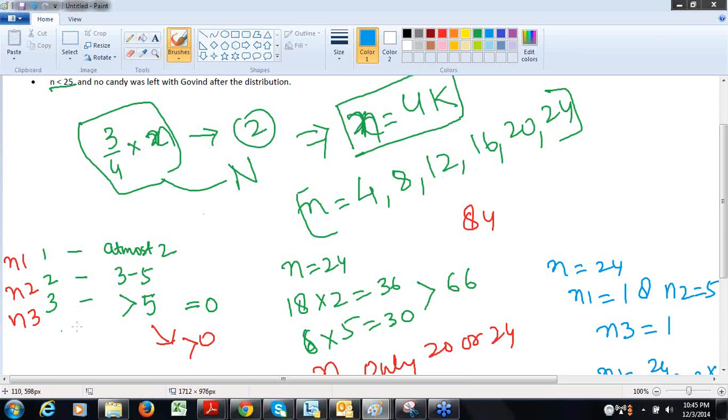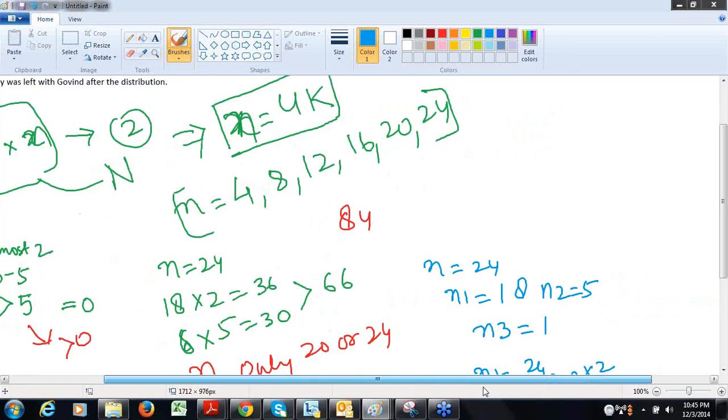And we have already deduced that the number of people with number of candies more than 5 has to be at least 1. Did you get it, Sampath? Okay.